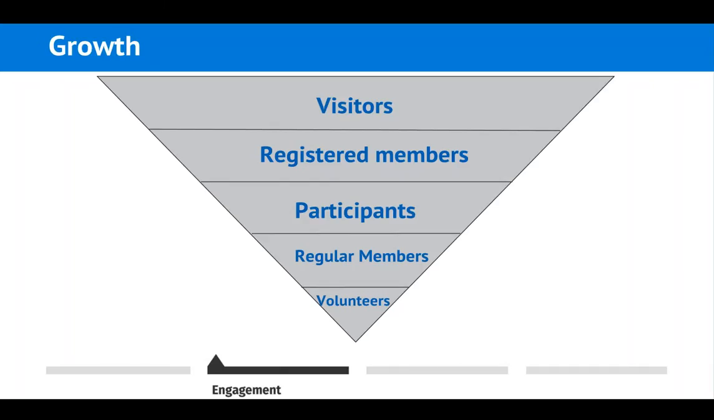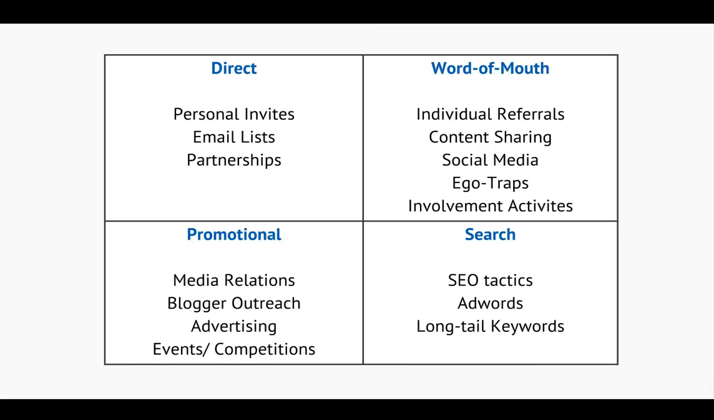And we can put growth into 4 tactics. You might recognize this from the marketing promotional mix if you studied marketing at university. If you didn't, then you dodged a bullet, quite honestly. But this matrix here still makes a lot of sense, which is there are four different types. Direct, there's word of mouth, there's promotional, there's search.